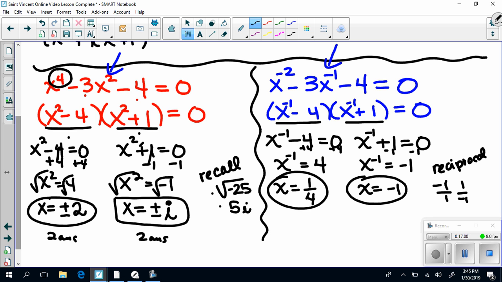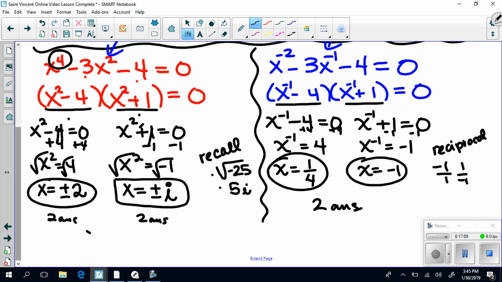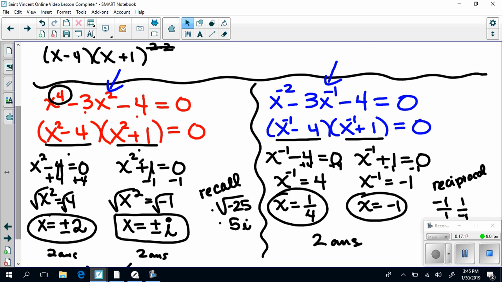Now this one will only have two answers. But if you look at that, those are the two types of quadratic-like equations. On the left, you will have 4 answers if you have an x to the 4th. On the right, you will have 2 answers if you have an x to the negative 2. Those are the two quadratic-like problems that you could possibly have.